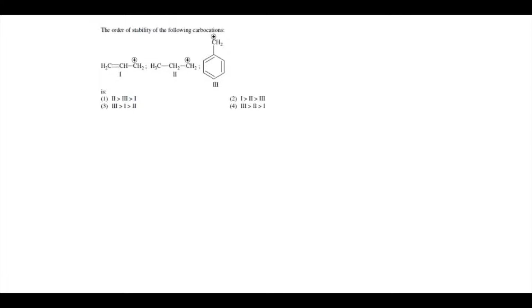Here we have to compare the stability of these 3 carbocations, and to compare the stability of carbocations, we need to know how effectively the positive charge on the carbocation can be delocalized through the system. Delocalization of positive charge means how the positive charge can be shared over the system by the other atoms. So here we can see we have 3 compounds.